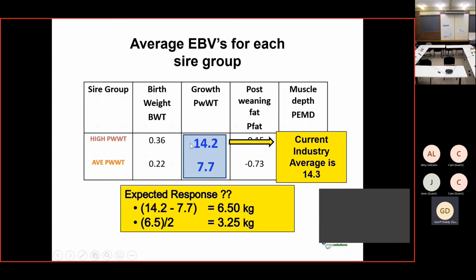The expected response between the two lots of lambs would be this ram's or these rams' values minus this value, right? So the difference between the two, and that's 6.5 kilos. But they only give half the genetics to the lamb, half of the genetics comes from the ewe. So the expected response is 3.25 kilos difference at post-weaning time or about 7 months of age. All right.